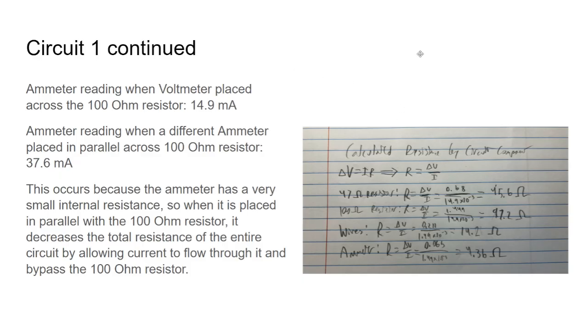The ammeter reading when the voltmeter was placed across the 100 ohm resistor was 14.9 milliamps, and the ammeter reading when a different resistor or a different ammeter was placed in parallel across the 100 ohm resistor was 37.6 milliamps. This occurred because the ammeter has a very small internal resistance, so when it's placed in parallel with the 100 ohm resistor, it decreases the total resistance of the entire circuit by allowing current to flow through it and bypass the 100 ohm resistor. Our calculations for the resistance of each circuit component are shown here on the right.